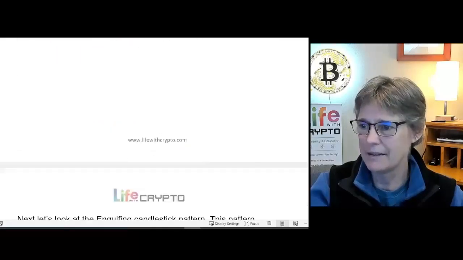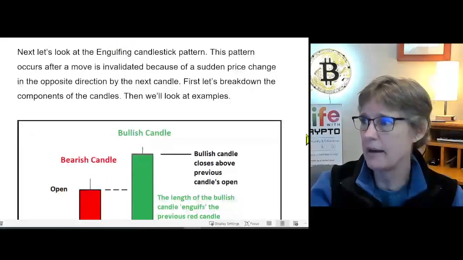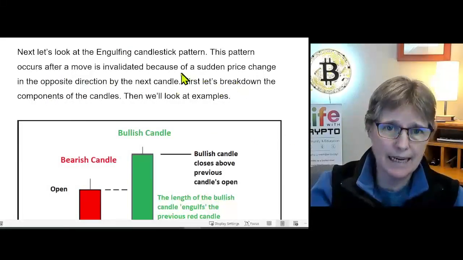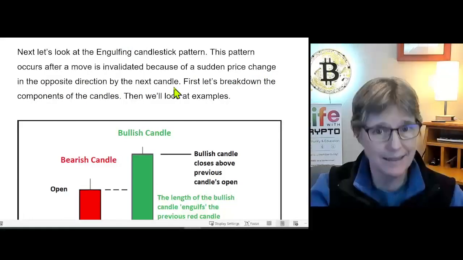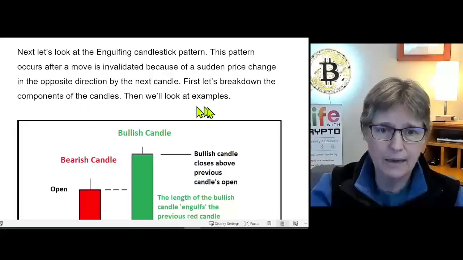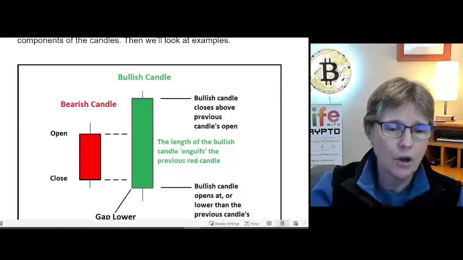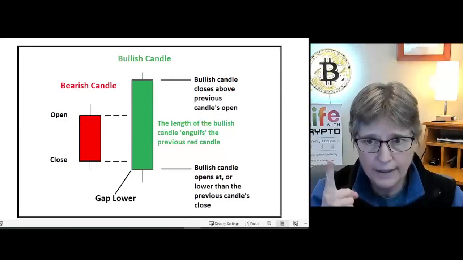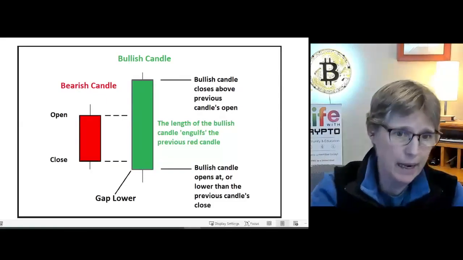Okay, next, one more. Next, let's look at the engulfing candlestick pattern. This pattern occurs after a move is invalidated because of a sudden price change in the opposite direction by the next candle. So I'm going to first break down the components of this candle, and then we'll look at it specifically. So this is a pattern, and it's a pattern when it involves more than one candle. When you have two or more candles involved, then we call it a candlestick pattern.